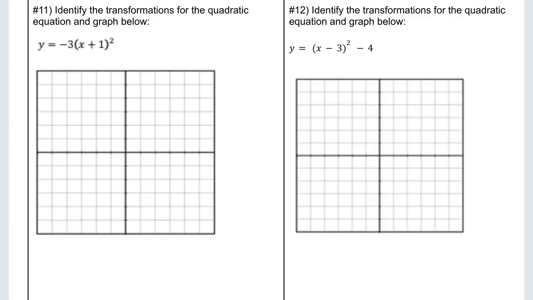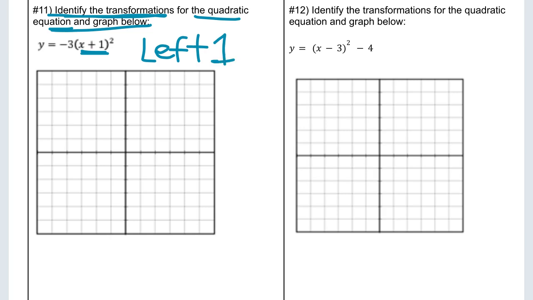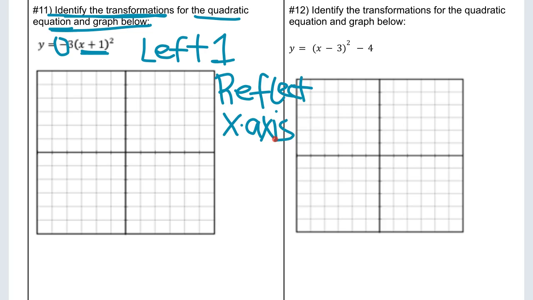The last part of the study guide is to be able to identify transformations for quadratic equations and graph. x plus 1 means left 1. Negative means reflect over the x axis. 3 is vertical stretch 3.